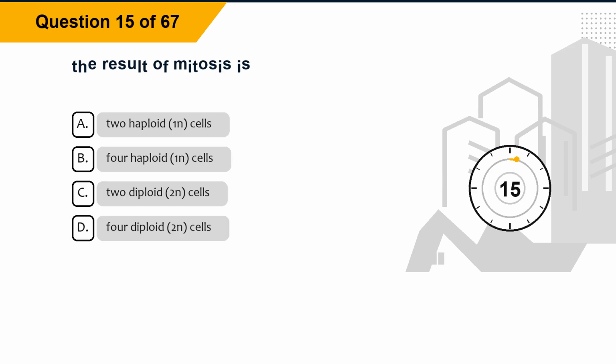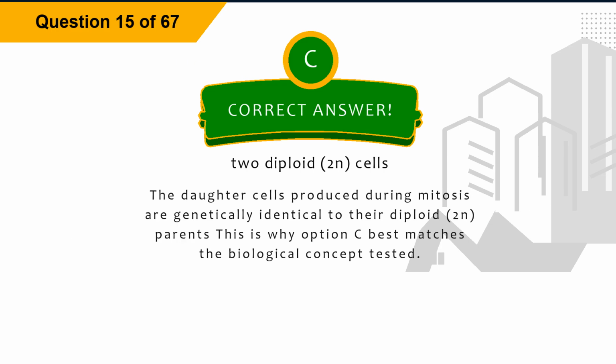Question 15. The result of mitosis is: option A, 2 haploid, 1N, cells. Option B, 4 haploid, 1N, cells. Option C, 2 diploid, 2N, cells. Option D, 4 diploid, 2N, cells. The correct answer is option C, 2 diploid, 2N, cells. Explanation. The daughter cells produced during mitosis are genetically identical to their diploid, 2N, parents. This is why option C best matches the biological concept tested.